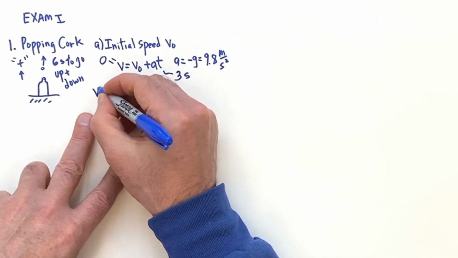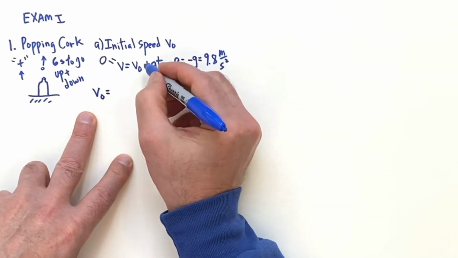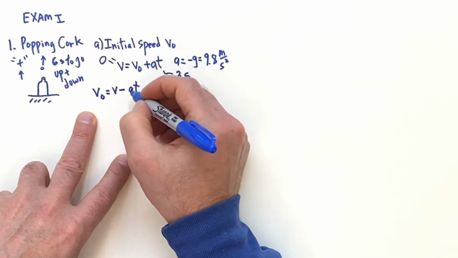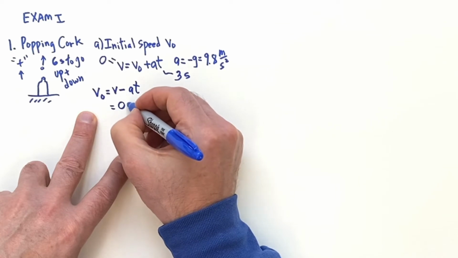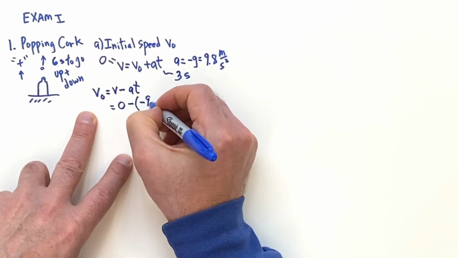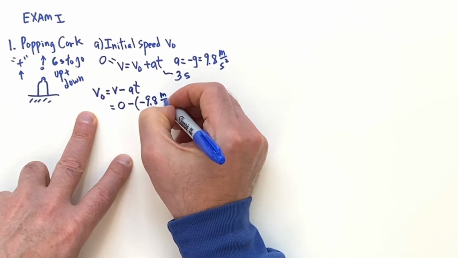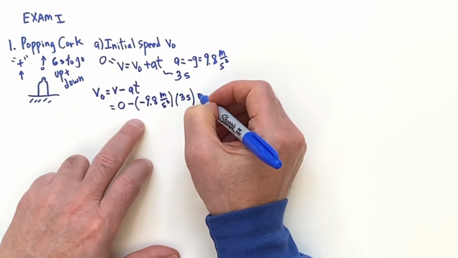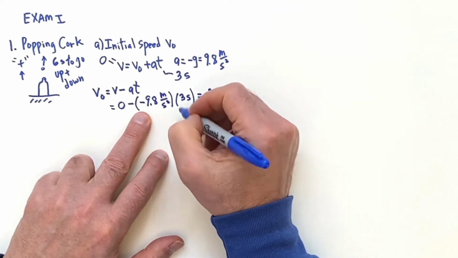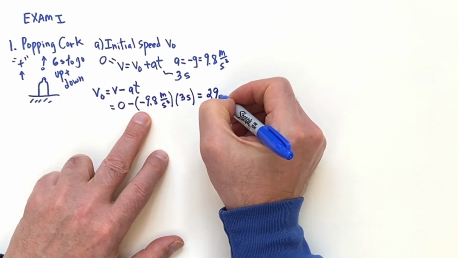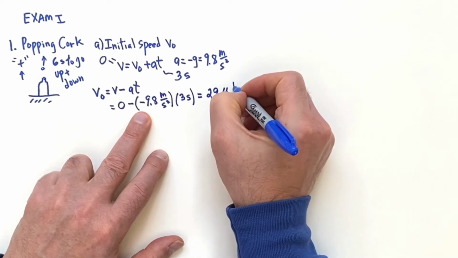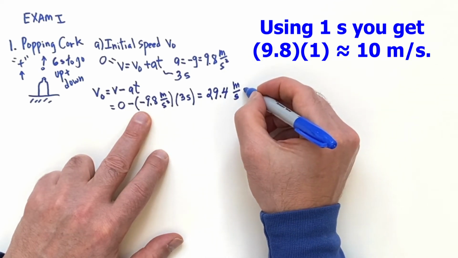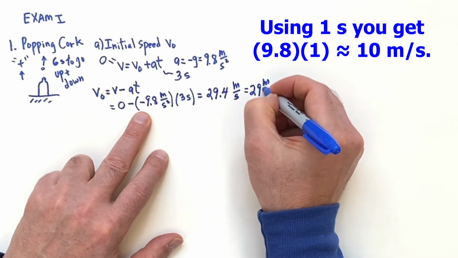So I'm going to have V naught is going to equal, I'll go ahead and write this out, V minus AT, and now put in the numbers. 0 minus a minus 9.8 meters per second squared times 3 seconds, and the 2 minus signs will cancel out, which makes sense because we're going up with the velocity. 29.4 meters per second, which you could report as 29 meters per second.